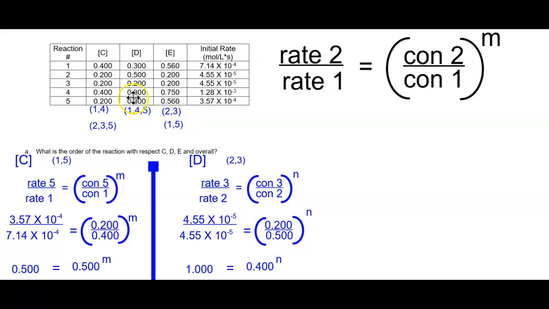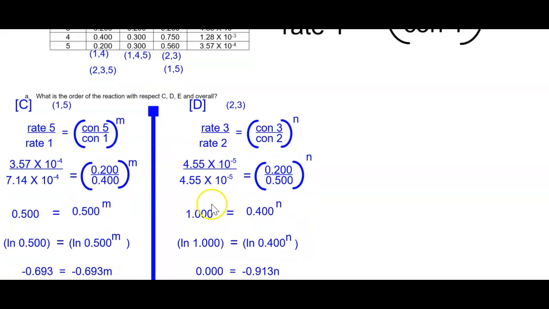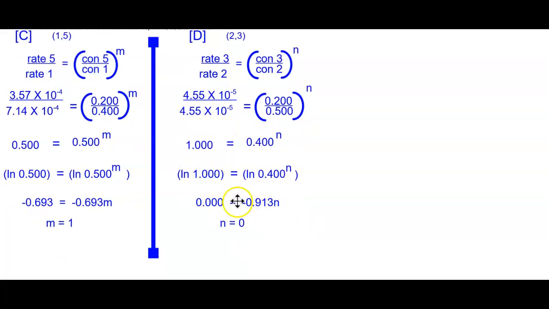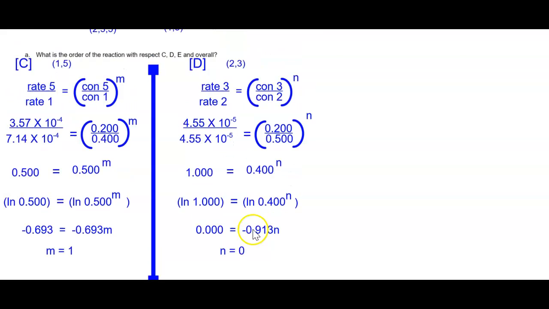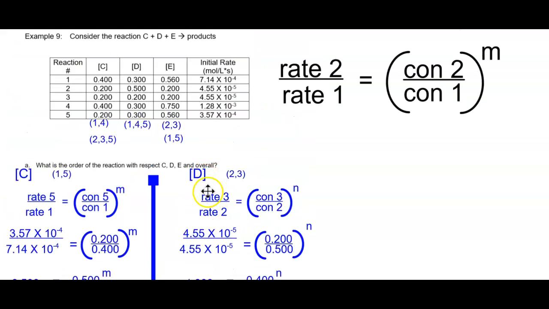This would be the concentration of D. Why D? Because I'm solving for D. So the concentration of experiment 3 over the concentration of experiment 5 for D. Do the division here, and I get 1 equal to 0.4. ln both sides. Of course, the ln of 1 is 0, so we end up seeing that D is a 0 order with respect to D.